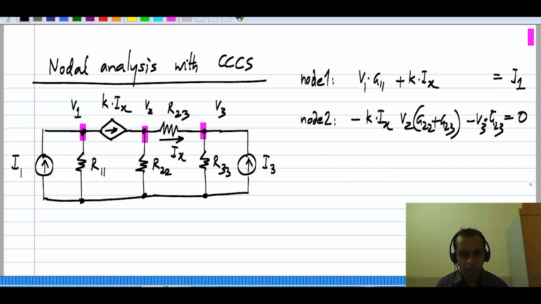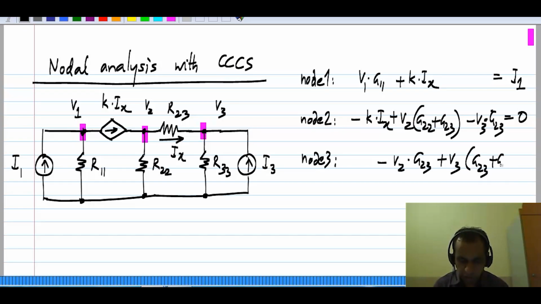And for node 3, nothing has changed. It's the same equation that it always was. So we'll have minus V2 G23 plus V3 times (G23 plus G33) to be equal to I3.